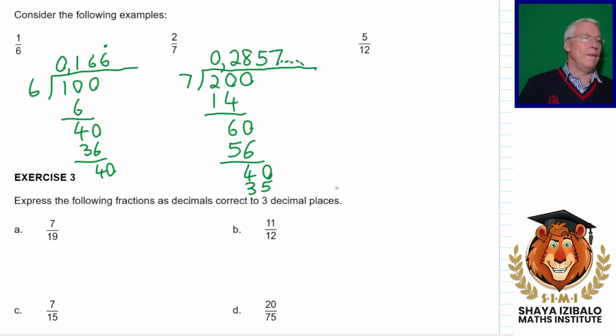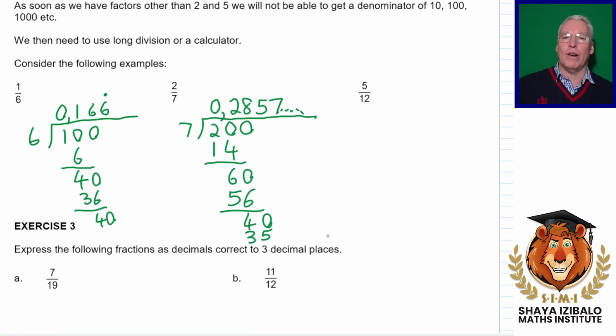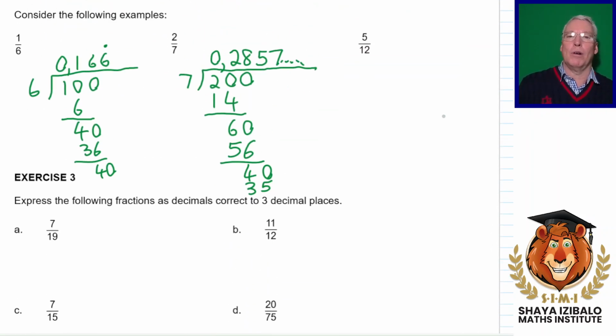We're going to do one more, and then we're going to stop the video and we're going to ask you to try just a couple of these for homework. We're not going to do too many because they are important, but normally we're going to allow you to use a calculator. Right, so we're going to divide 12 into 5.